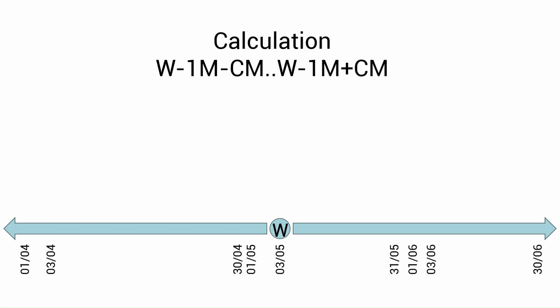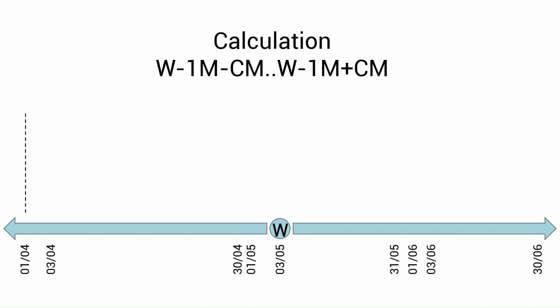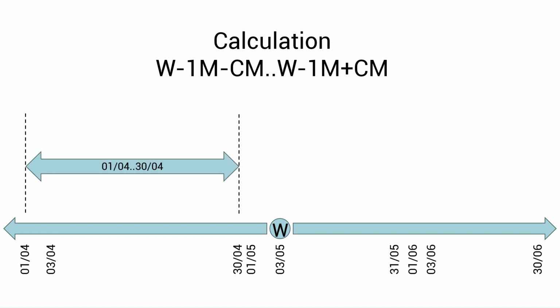Likewise, if you want to go backwards a month and look at the previous month, we've got this W minus 1M minus CM, which means start with the work date, go back 1 month to the 3rd of April, then go back to the start of the month, and that gives us our starting point. And then we go from the work date back 1 month to the 3rd of April, and then go forward to the end of that month, which then gives us a range of the 1st of April through to the 30th of April.